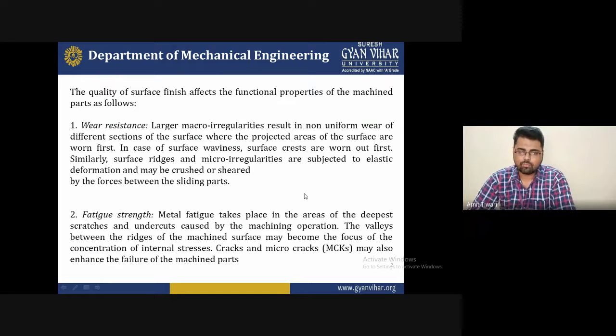Second is the fatigue strength. Metal fatigue takes place in the area of the deep valleys, cracks, and undercuts caused by the machining operation. The waves between the ridges of the machined surface may become the focus of the concentration of internal stresses. So cracks and micro cracks may also enhance the failure of the machine part. You must keep this in mind. Fatigue strength is most important because the fatigue life shows the quality of the workpiece, and the durability or flexibility of the workpiece will be good.